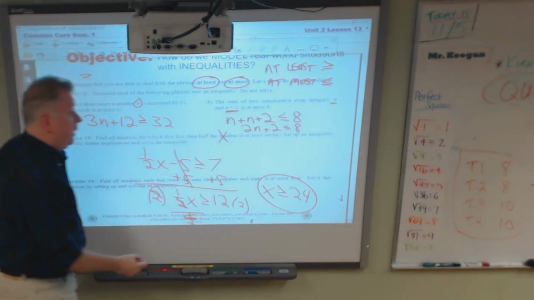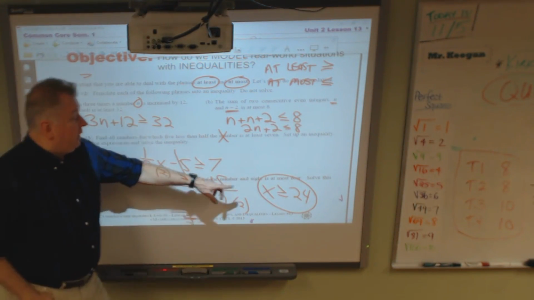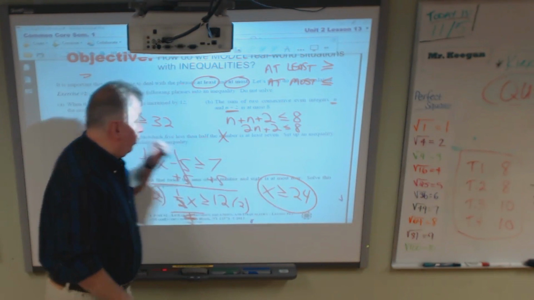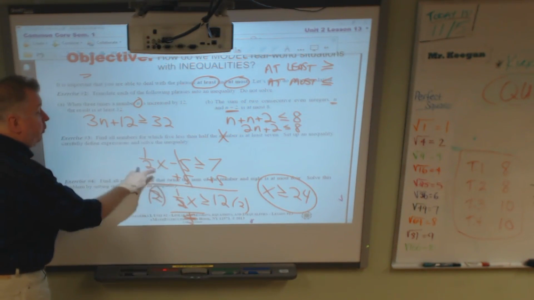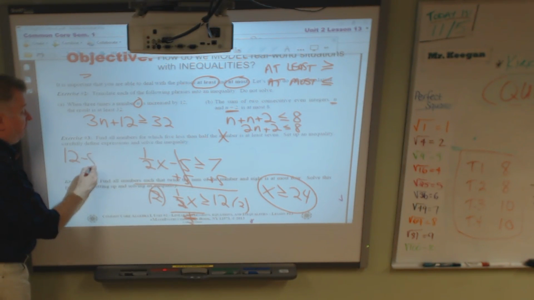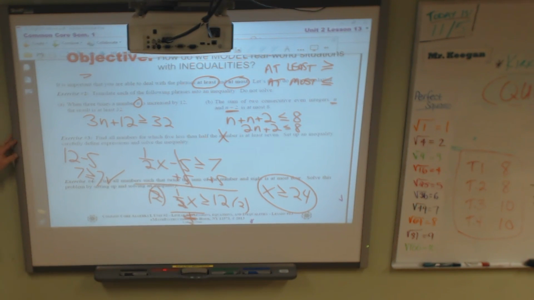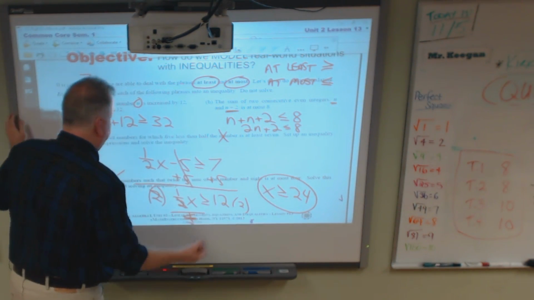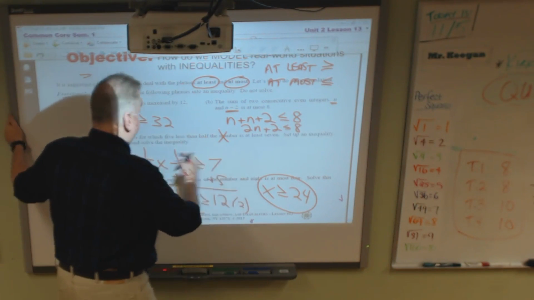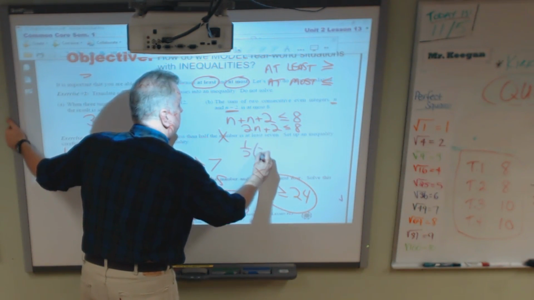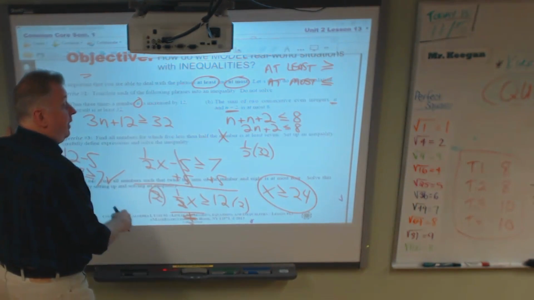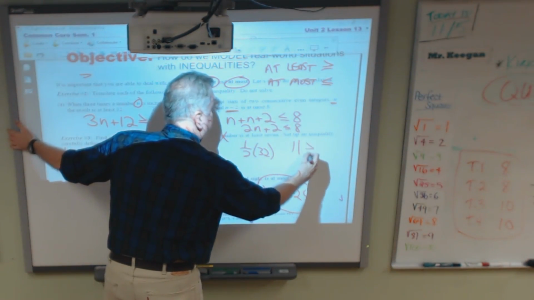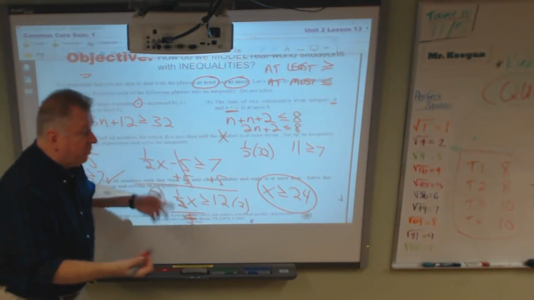Let's just see if that works, okay? Give me a number that's, well, let's actually use 24. We'll try 24. What's half of 24? 12. What's 12 take away 5? 7. Is 7 greater than or equal to 7? Yes. So that worked. Let's try a bigger number just to see. Give me a bigger number than 24. 32. What's half of 32? 16. What's 16 take away 5? 11. Is 11 greater than or equal to 7? Yeah. So we did something right.